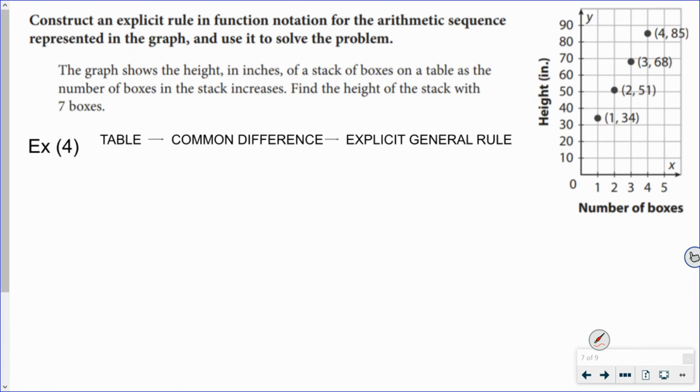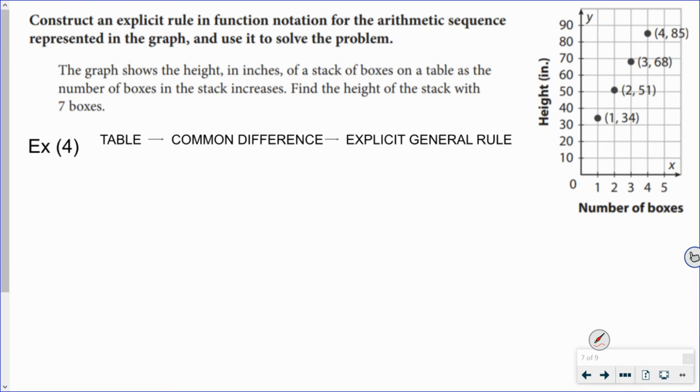Give me a second. Oh, here we go. So let's construct an explicit rule in function notation for this arithmetic sequence. Now, this time, it's been shown to me in a graph. You know, we can do functions in lots of different ways. We can do it in words. We can show you a function in a table. We can show you a function as a graph. We can show it as a mapping even.